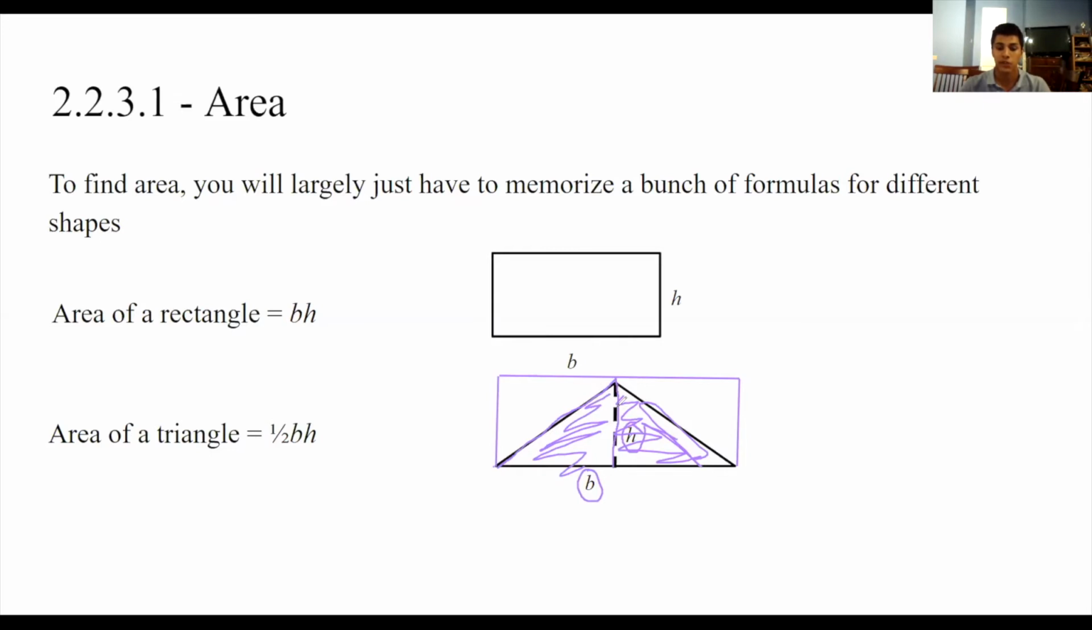It's essentially like you're finding the area of a rectangle with the same base and height as the triangle, but the triangle will always have half the area of that rectangle.